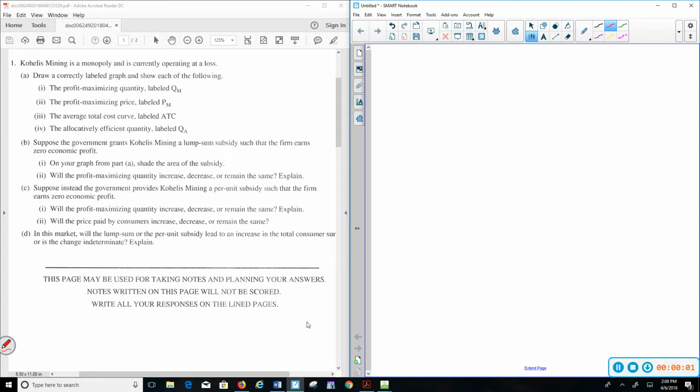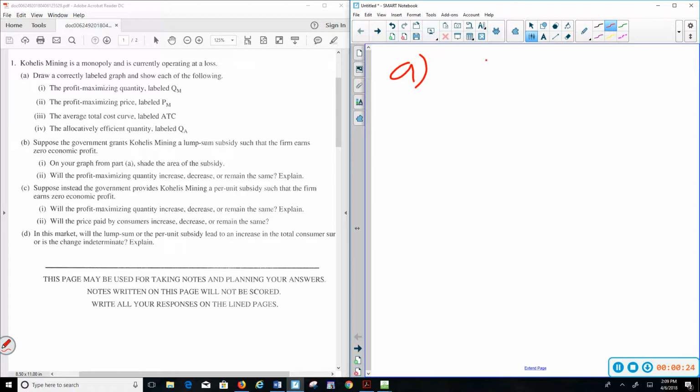This is FRQ number 1 for our second microeconomics review test. It says Cohelus Mining is a monopoly and currently operating at a loss. First thing it wants us to do is draw the monopoly's graph and then label a few things: the equilibrium price and output, average total cost, and the allocatively efficient quantity. So how do we do that?